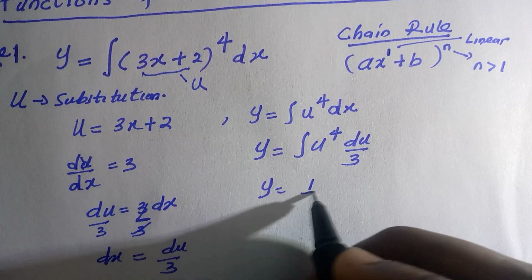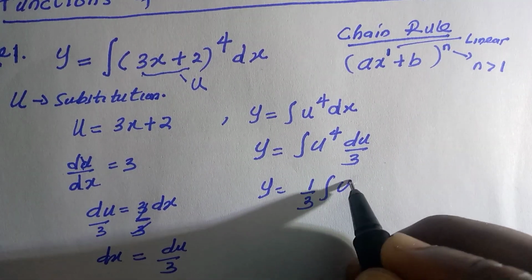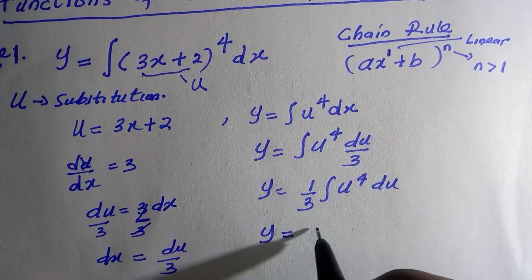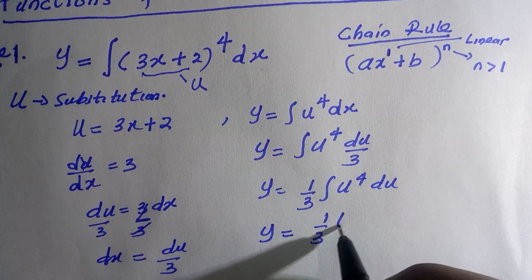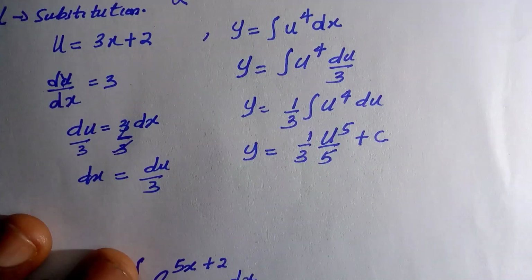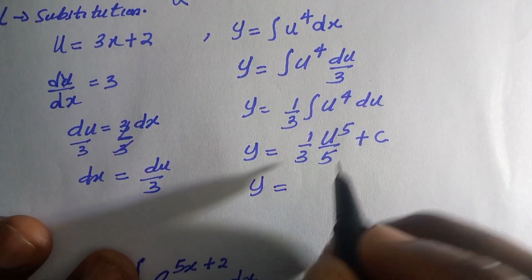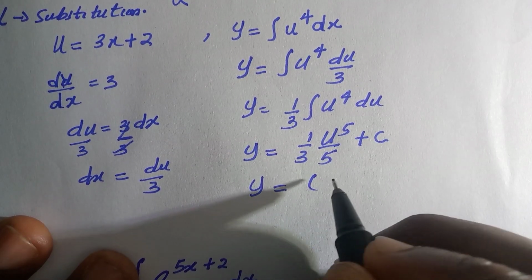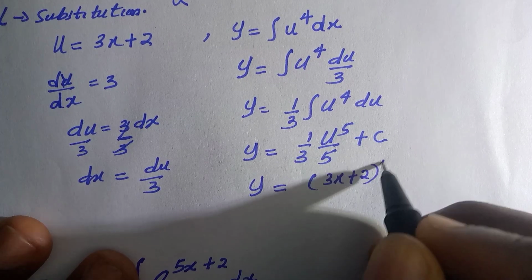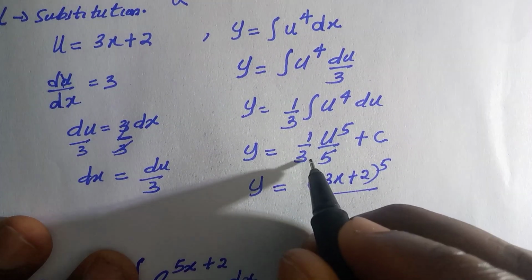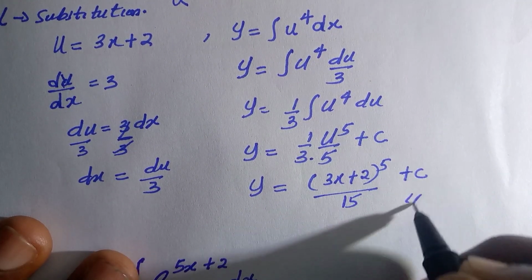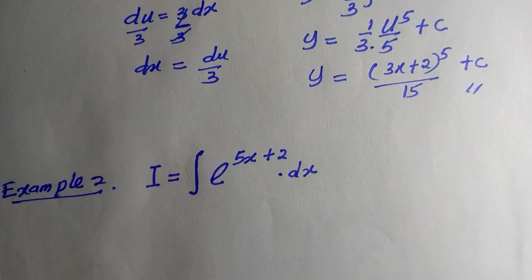So we are going to take it out. That's 1 over 3 and the integral of u raised to power 4 du. Now, we can integrate with respect to u, and here we have 1 divided by 3, u raised to power 5 divided by 5, plus the constant of integration. And if you multiply this, with u equals 3x plus 2 as we are given above, divided by 3 multiplied by 5, that is 15, plus constant. And here's the solution for this, and we call it U-substitution.